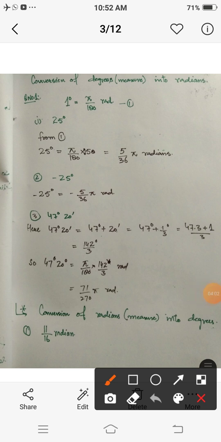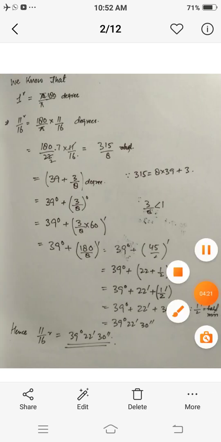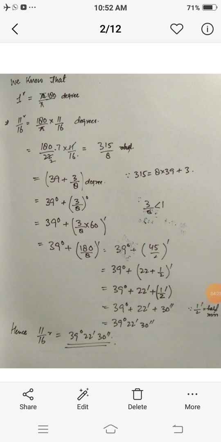Now the second one is conversion of radians into degrees. We are given radians, and we have to find the value of these radians in terms of degrees. The first one is 11 upon 16 radian. We know that 1 radian equals 180 upon pi degrees. Before, we had 1 degree equals pi upon 180, but here we have 1 radian equals 180 upon pi degrees. We have to convert 11 upon 16 radian into degrees.